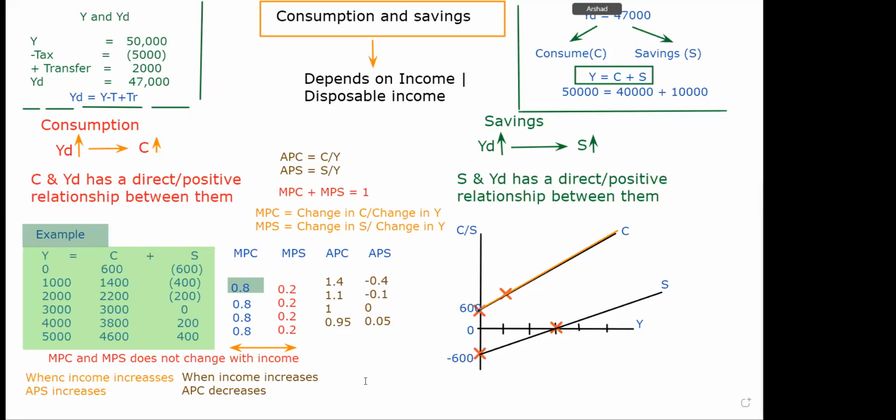So consumption equation, guys, if you don't know, please go and look into that. The consumption equation here is C equals A plus BY, 600 plus 0.8Y. The savings equation, according to this, is minus 600 plus 0.2Y. How it came, please go and learn if you don't know. If you don't know, it means you're completely blank with this unit.